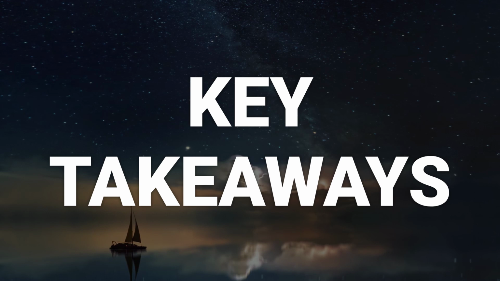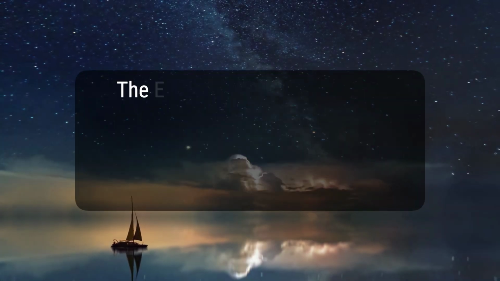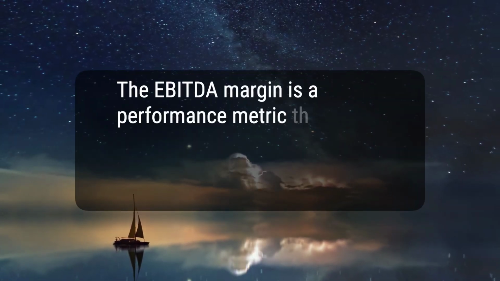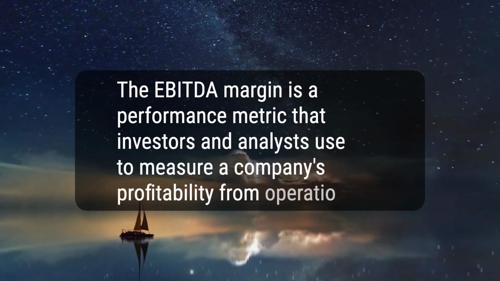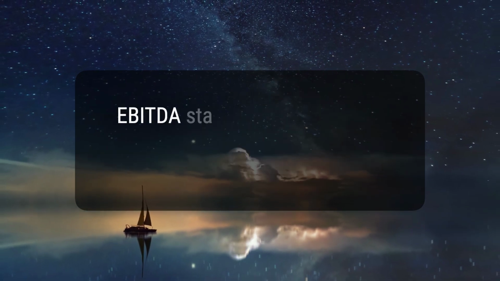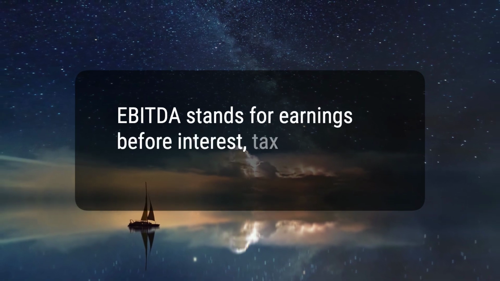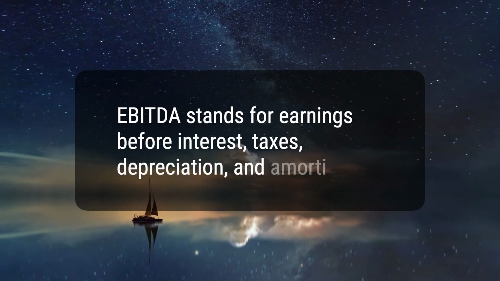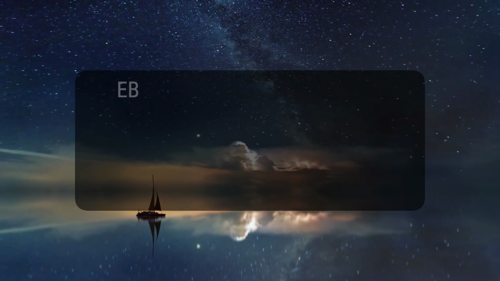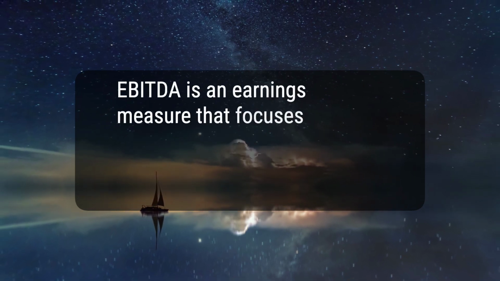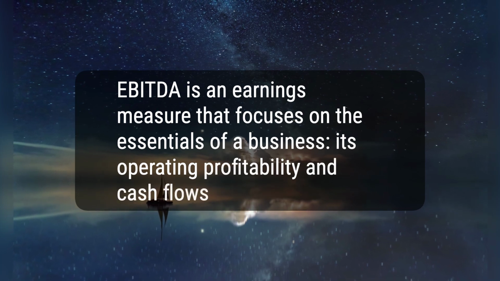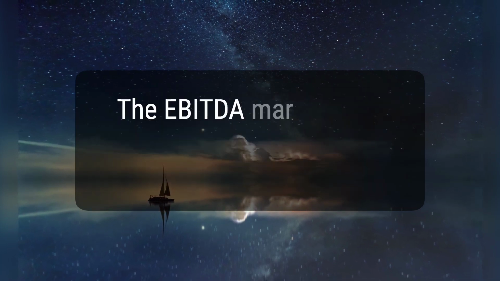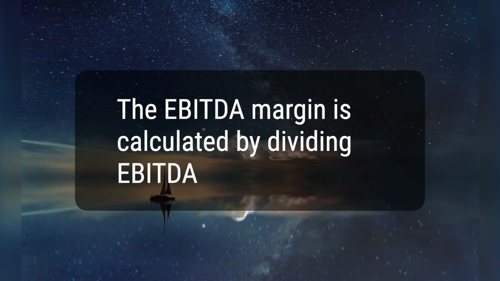Here are 4 key takeaways. 1. The EBITDA margin is a performance metric that investors and analysts use to measure a company's profitability from operations. 2. EBITDA stands for earnings before interest, taxes, depreciation, and amortization. 3. EBITDA is an earnings measure that focuses on the essentials of a business, its operating profitability and cash flows. 4. The EBITDA margin is calculated by dividing EBITDA by revenue.